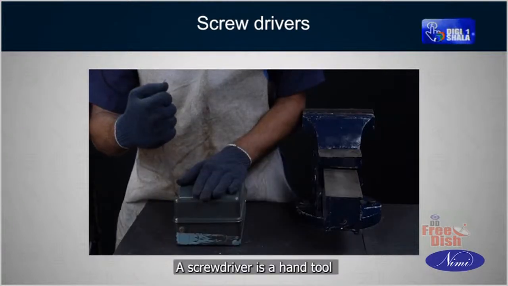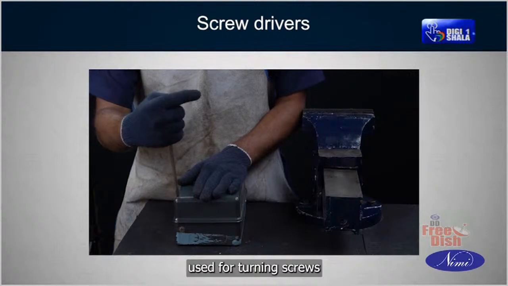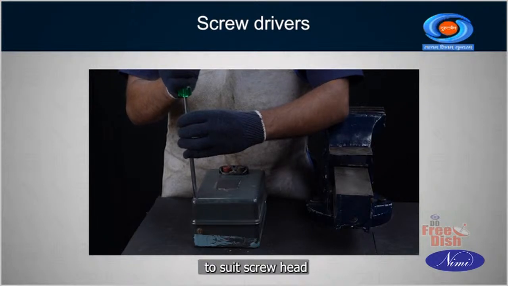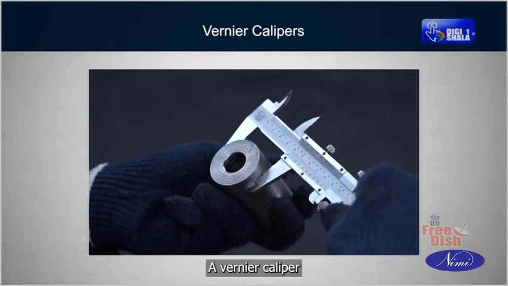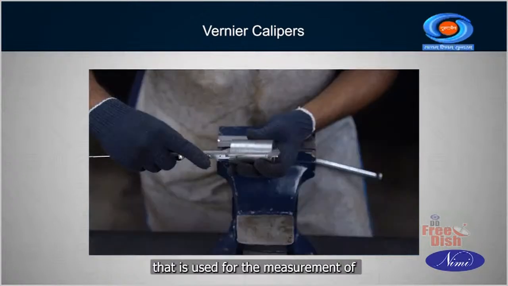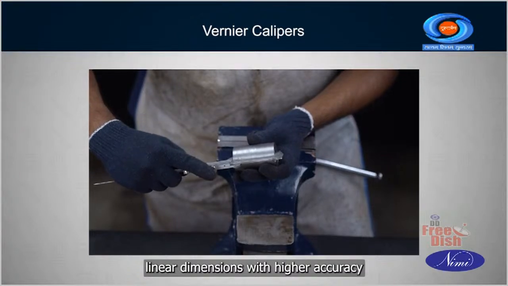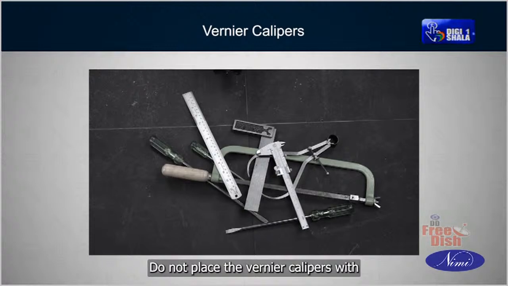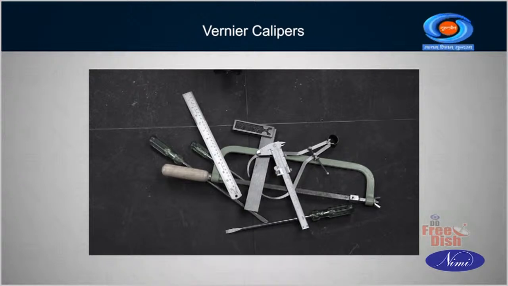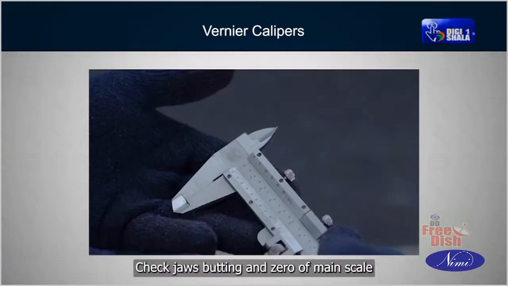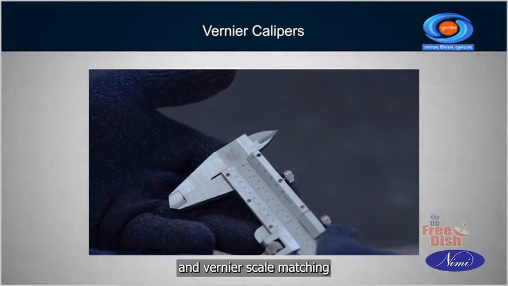A screwdriver is a hand tool used for turning screws. Select the suitable screwdriver to suit screw head. A vernier caliper is a measuring device that is used for the measurement of linear dimensions with higher accuracy. Do not place the vernier calipers with other hand tools. After the work, clean and apply film of oil. Check jaws butting and zero of main scale and vernier scale matching.